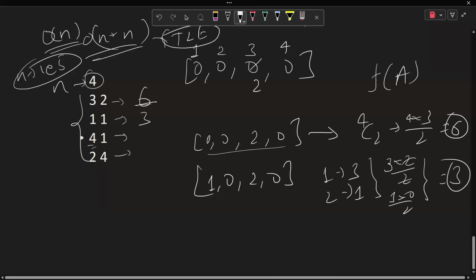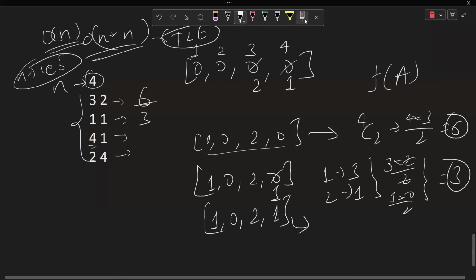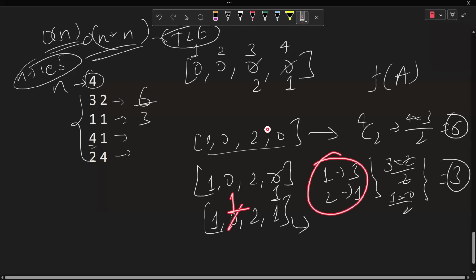Now you replace the index 4 with 1. This is replaced with 1. So your array becomes 1, 0, 2, 1. For this, what is your answer? If you replace this 0 by 1, it would have again the same values and your answer would again be 3.